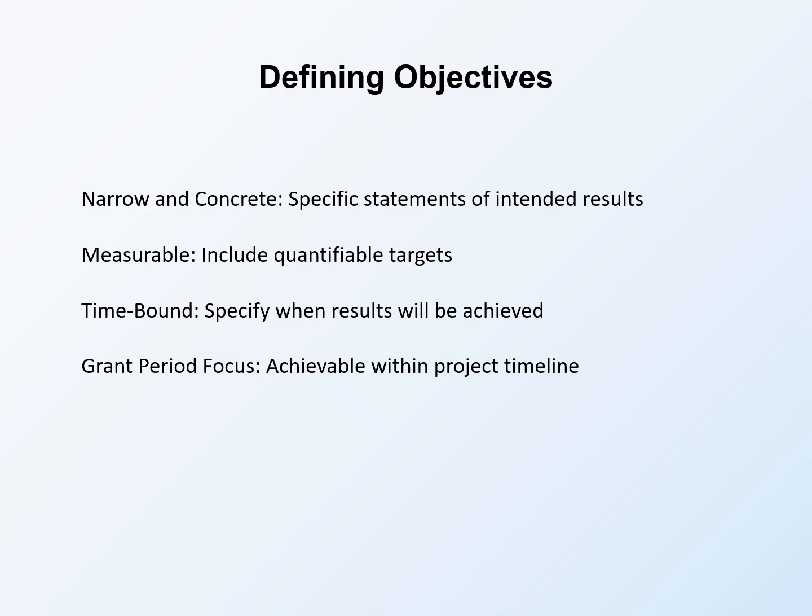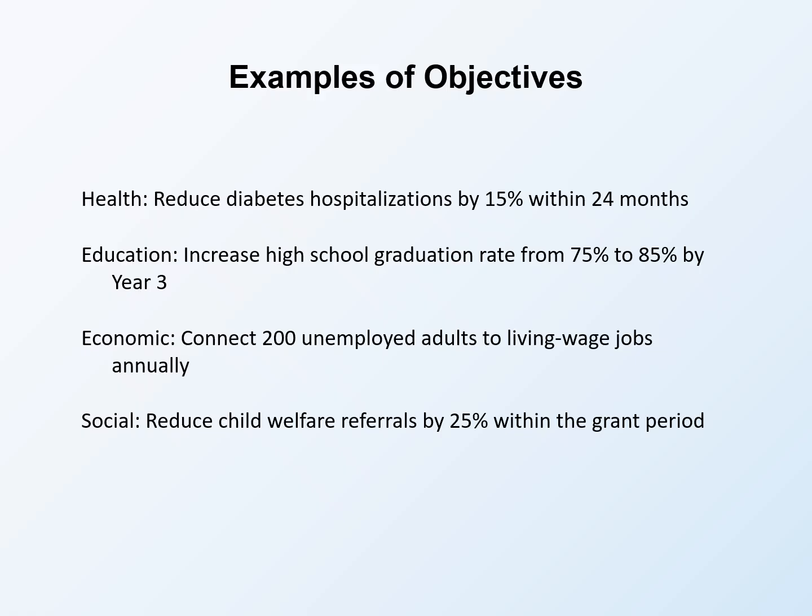The grant period focus means objectives should be achievable within your project timeline. Unlike goals that persist, objectives specify what this specific project will accomplish during its funded period. Examples illustrate the specific measurable nature of objectives. A health objective might be to reduce diabetes hospitalizations by 15% within 24 months. This specifies the indicator, the magnitude of change, and the time frame.